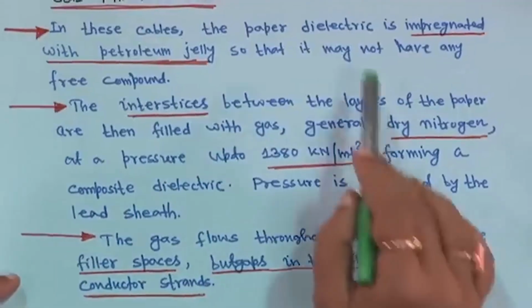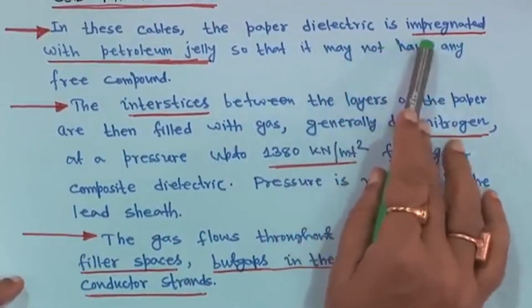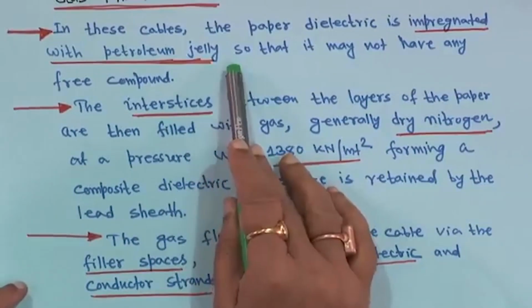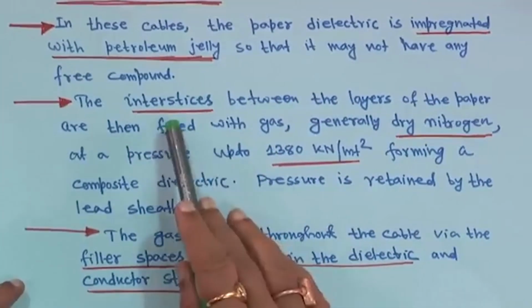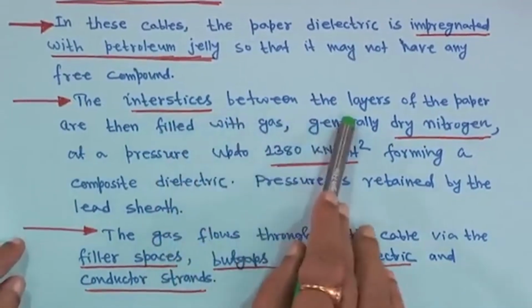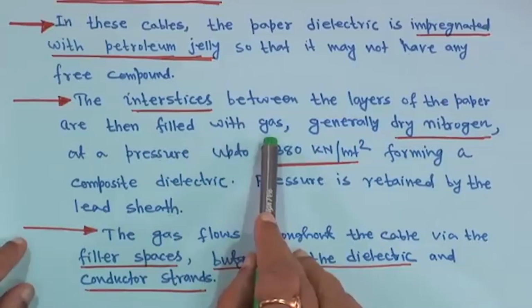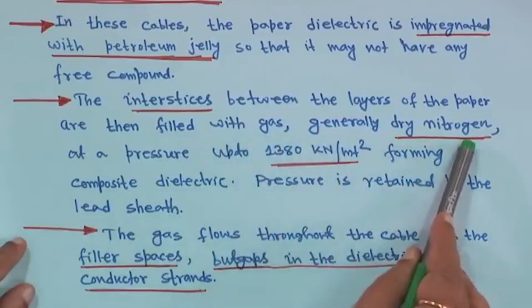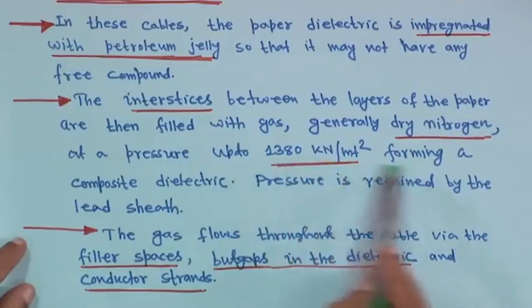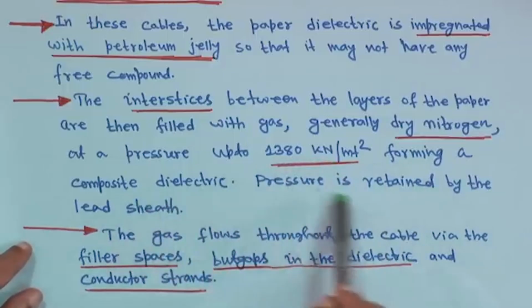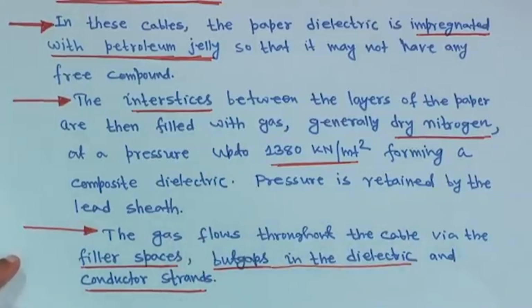Next one is the gas filled cables. In this cable, the paper dielectric is impregnated with petroleum jelly so that it may not have any free compound, right. The interstices between the layers of the paper are then filled with gas, generally dry nitrogen, at a pressure up to 1380 kilonewton per meter square, forming a composite dielectric. Pressure is retained by the lead sheath. So, this is for the gas filled cable.